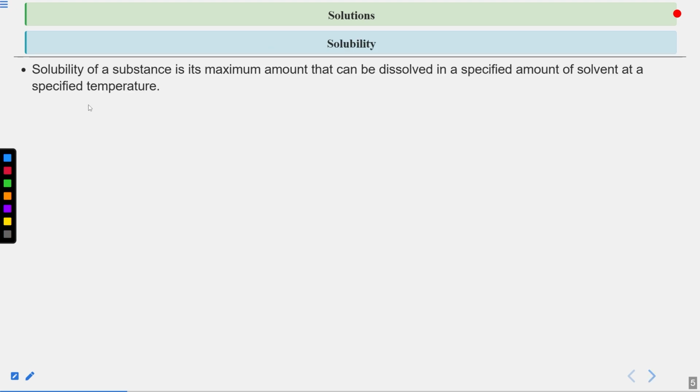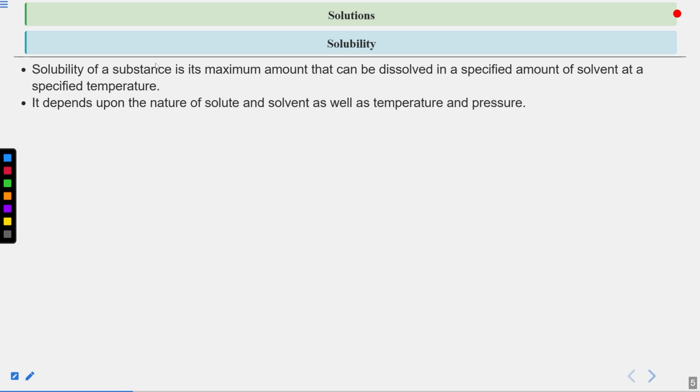What do you mean by solubility? Solubility defines the maximum amount that can be dissolved in a specified amount of solvent. So it defines the solute's maximum amount that can be dissolved in a solvent at a specified temperature. So you can't change the temperature while defining solubility.